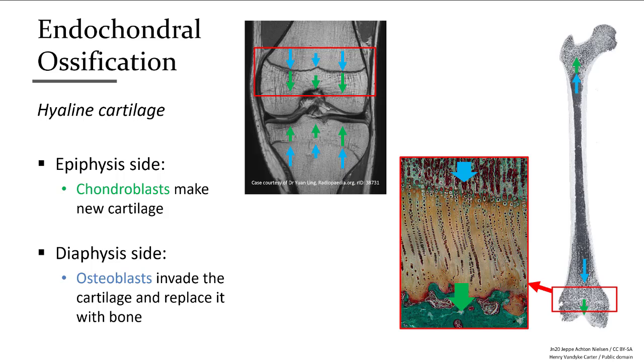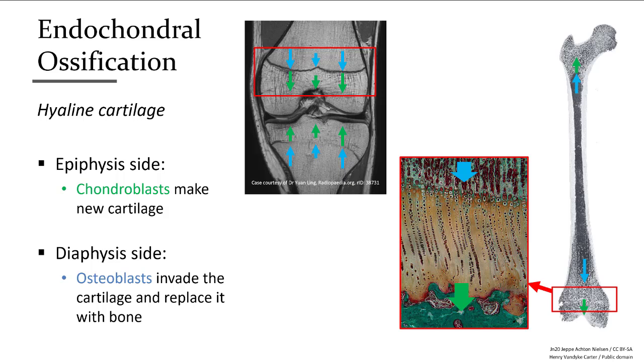We can see here that the green are the chondroblasts. We can see, say, in the femur on the top in red, moving downward towards the knee, with the blue osteoblasts, or the bone cells, moving in behind. In the tibia below, we can see the same process.